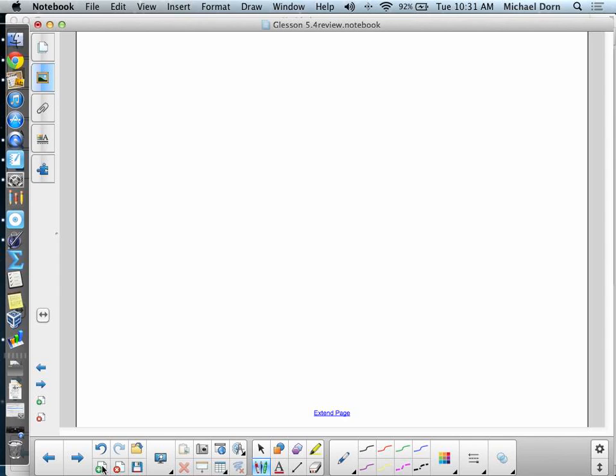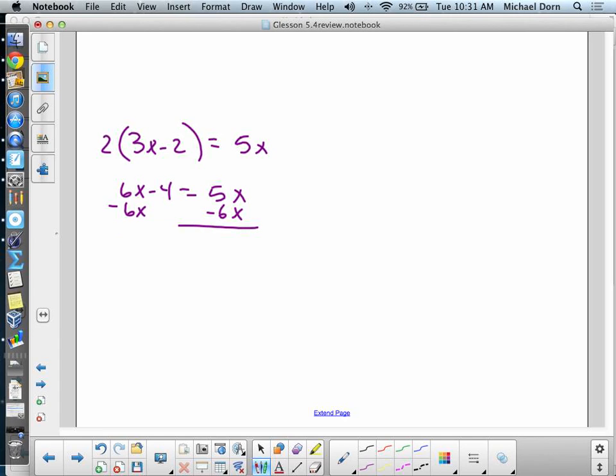Well, you're right. Your statement is right. So if I multiply DE by 2, 3x minus 2 times 2 is 5x. So 6x minus 4 is 5x. Subtract the 6x. So I get negative x is negative 4. So x is 4.